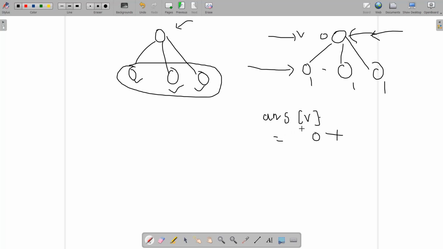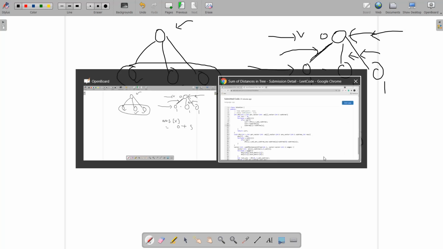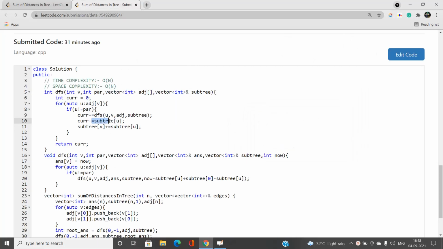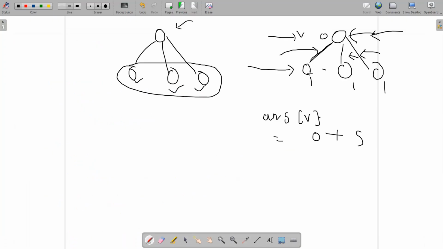The extra distance that is being added is all these edges you can see, and this is actually the subtree. You can see this is what we need to increment, the subtree values of all these ones. So we will be adding this one: answer plus equal to subtree of u, because whatever nodes are lying in these subtrees, we need to increment with that also.